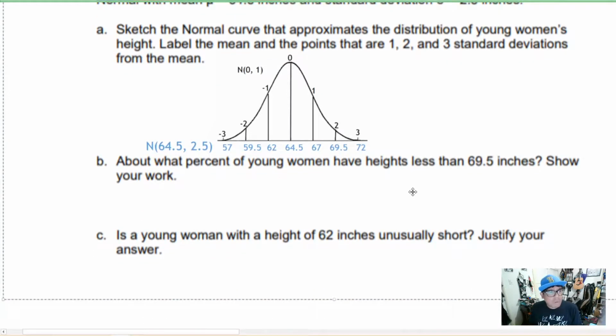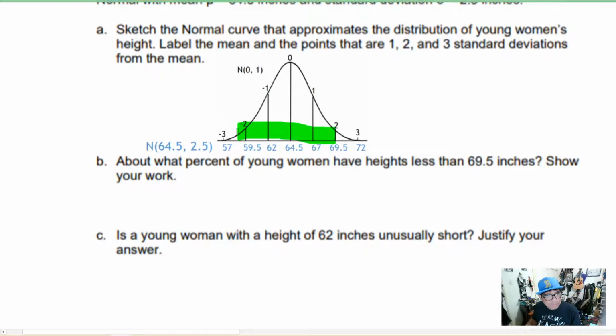Okay, about what percent of young women have heights that are less than 69.5? All right, let's highlight that. Less than 69.5 is going to be right over here. This shaded region here. Now that's most of the curve. The only part of the curve that's not highlighted is this part right here. So maybe it's better off doing this by subtraction.